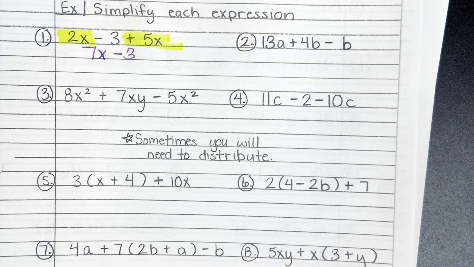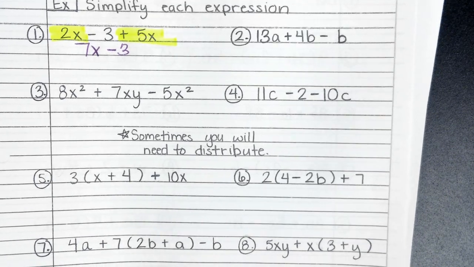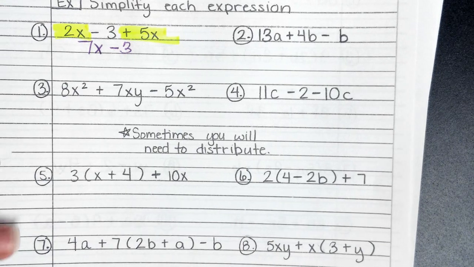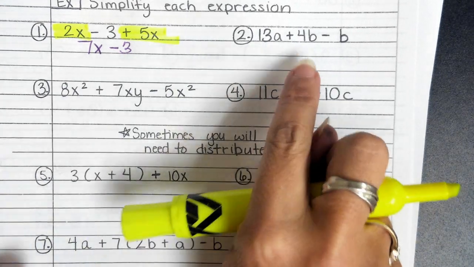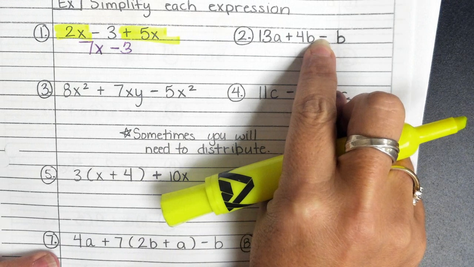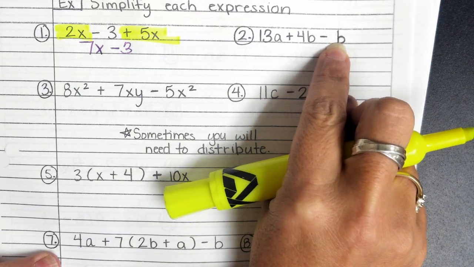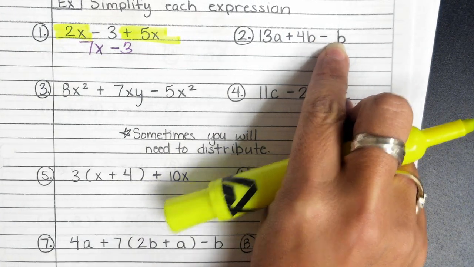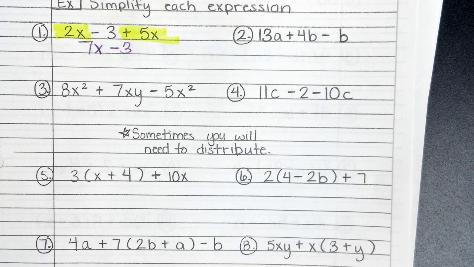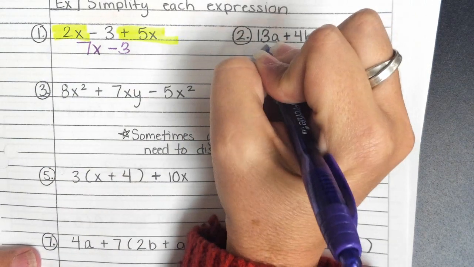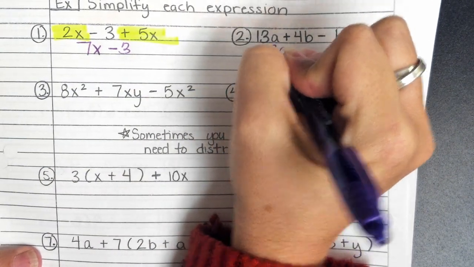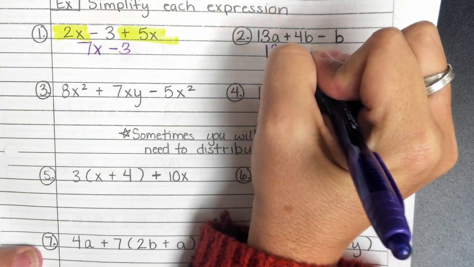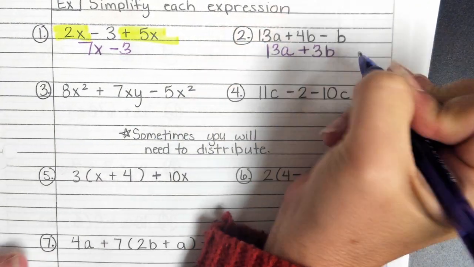Okay. Look at the second one. What do you think combines on the second one? 4b and b. Okay, so think about it. This is 4b minus b, or 1b, so it is 3b. Okay, so it is 13a plus 3b.